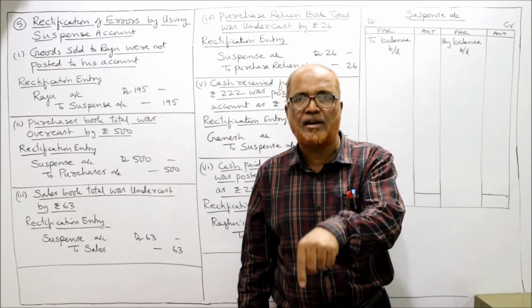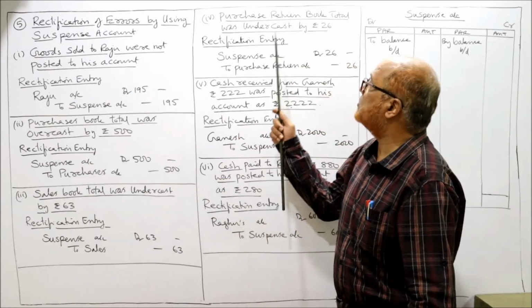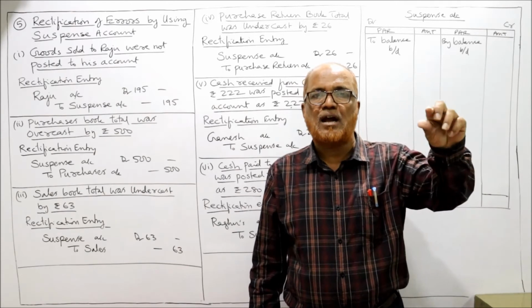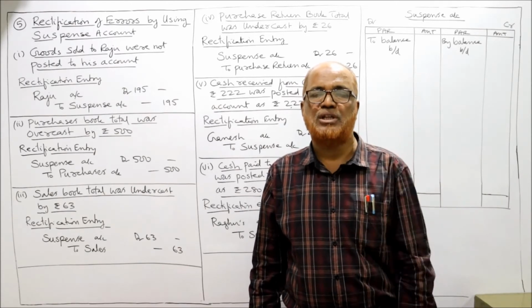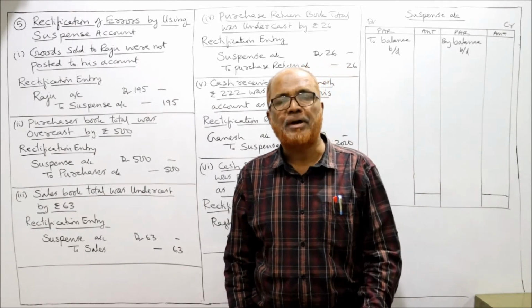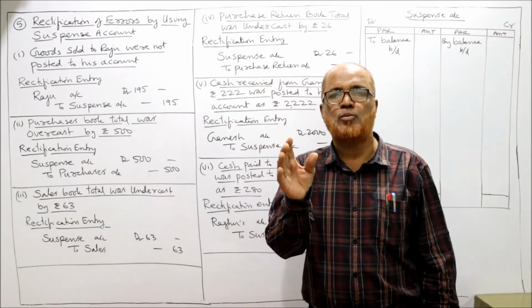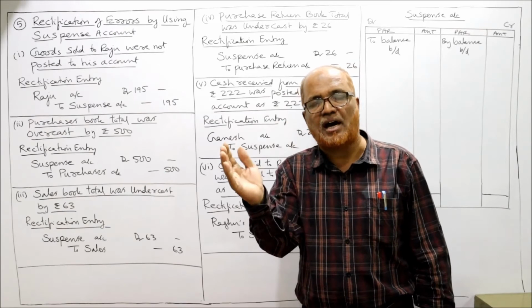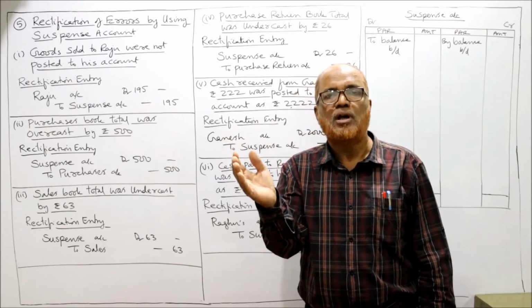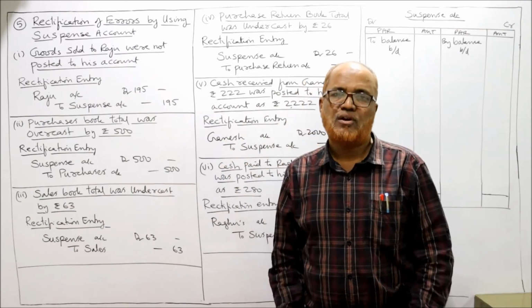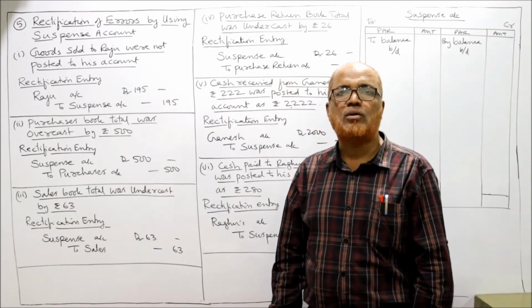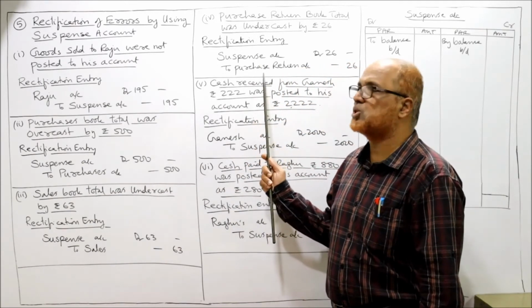Now we take more on the credit side. How much amount? 26. So the entry will be suspense account debit to purchase return. This is the rectifying entry. Purchase return was taken less by 26 rupees. In the purchase return account, on the credit side we have taken a lesser amount. Now we credit purchase return account, and when we credit purchase return, we should give the debit to suspense account. So suspense account debit to purchase return account.